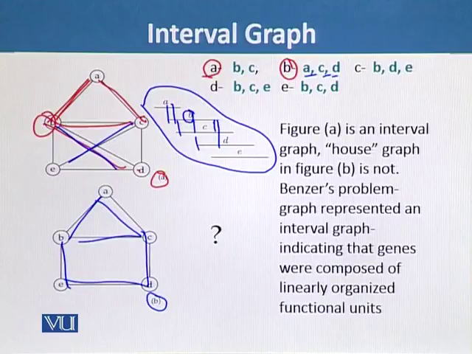So we can say that Benzer's problem was equivalent to deciding whether the graph obtained from his bacteriophage experiment represented an interval graph, and if the experiment had resulted in a graph like this one, then the genes could not have been organized as linear structures. So as it turned out, the graph was indeed an interval graph like this one. So we can say it indicates that genes are composed of linearly organized functional units.